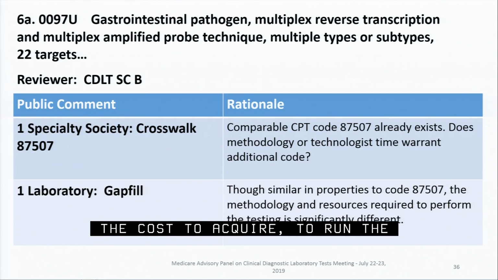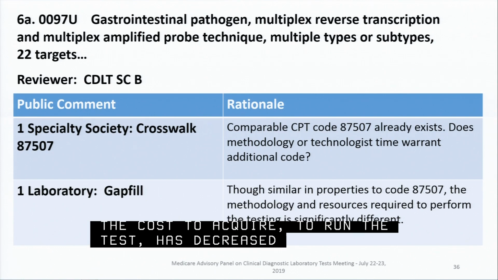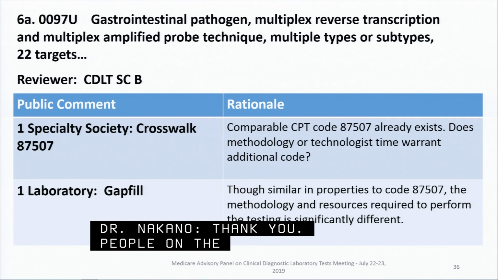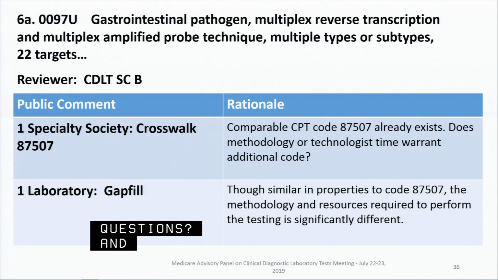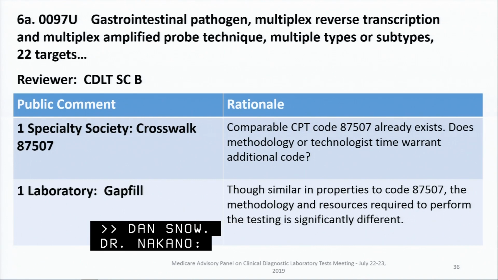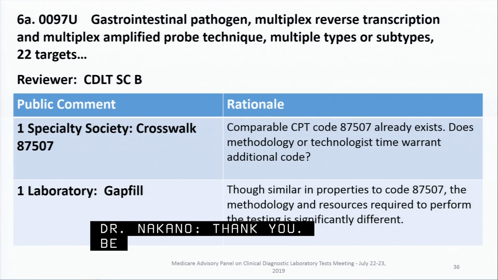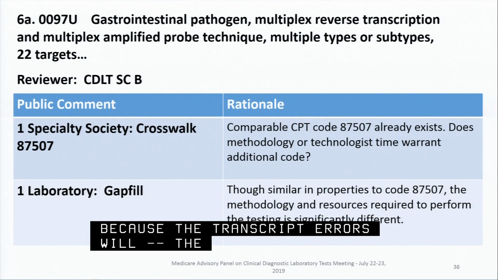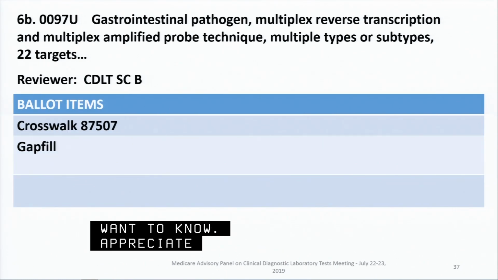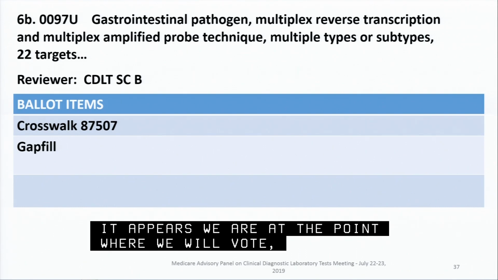Okay, thank you. People on the phone, do you have any questions? And does the panel have any questions or concerns? Okay. I'm sorry, can you please say your name again slowly? Yes, Dan Snow, S-N-O-W. Thank you, because the transcriptionists are going to want to know. Okay. Thank you. Appreciate it. All right, so it appears that we are at the point where we're going to vote, and then the crosswalk of 87507 and gap fill are your options, so please cast your vote.